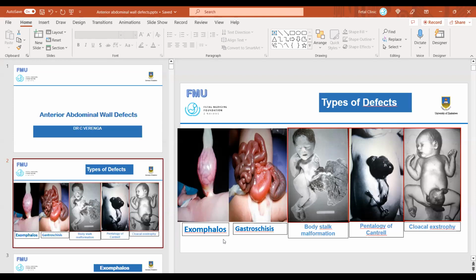So this is just a recap of what we covered. I always want you to have an image of this in your head whenever you think of anterior abdominal wall defects, that we have about five to six sets of the kind of defects we can get, starting with the ones that affect the upper part of the abdomen close to the chest, which is pentalogy of Cantrell, which is normally associated with ectopia cordis, where the heart is outside.